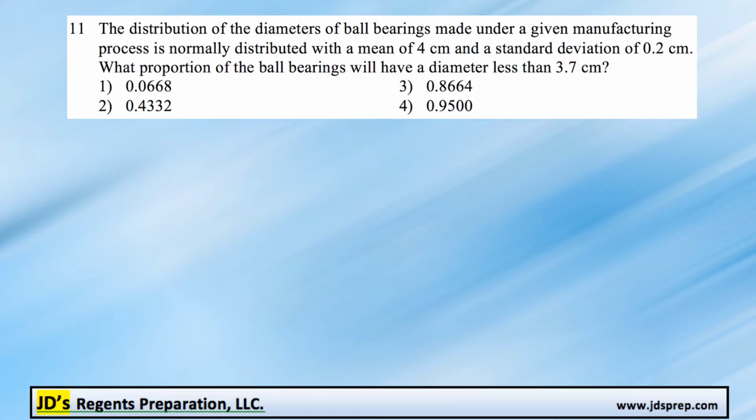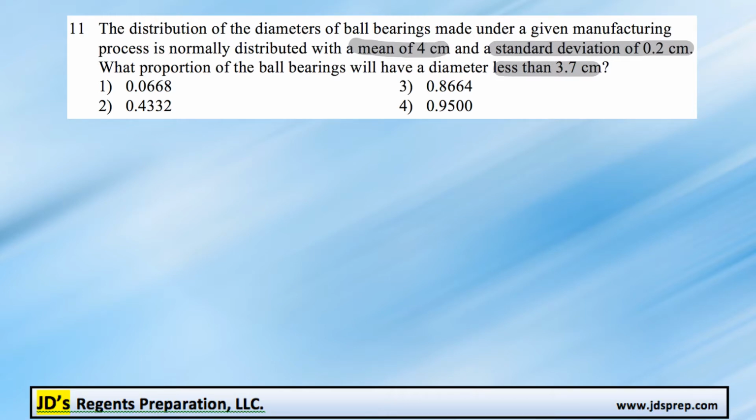This is question number 11 from the August 2017 Algebra 2 exam. In this question, we're dealing with some data related to ball bearings, and we're told that the data has a mean of 4 centimeters and a standard deviation of 0.2, and we're trying to find out what proportion of the ball bearings will have a diameter less than 3.7 centimeters.